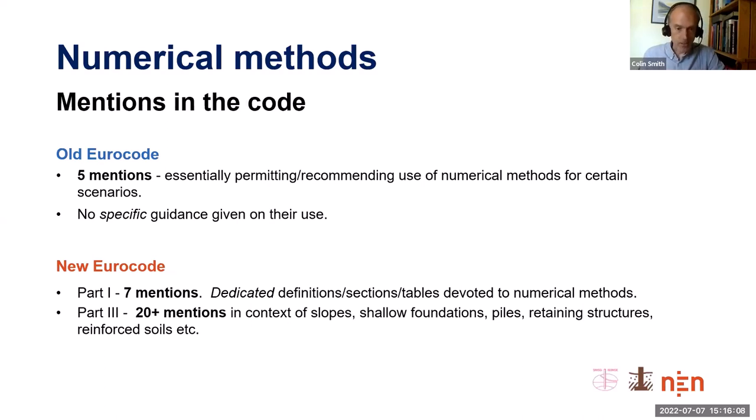Now, we get to numerical methods. I thought it'd be useful just to take a quick survey of mentions in the code just to see what's changed. So in the old code, numerical methods were really only mentioned in passing. There wasn't really any specific guidance given on their use. I think I counted only 5 mentions in the entire code. In the new Eurocode, there are many more mentions, but in particular, there are dedicated sections, definitions, tables devoted to numerical methods. And this, of course, as Georgios has mentioned, acknowledges the fact that many, many engineers are using numerical methods. Numerical methods bring many advantages, and the aim in the new code primarily is to enable straightforward usage and really not constrain the use of numerical methods or make it an onerous task.